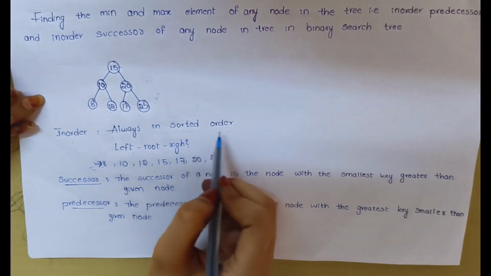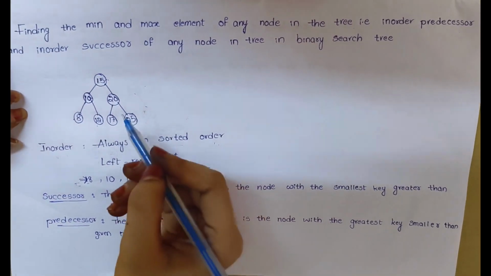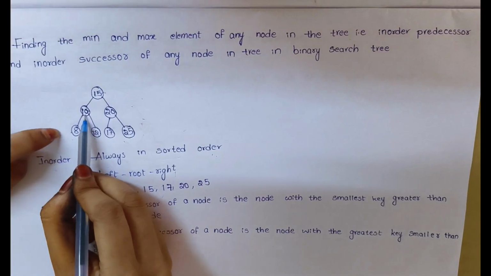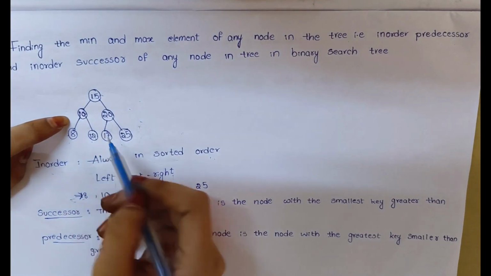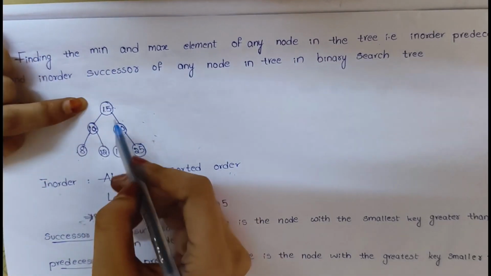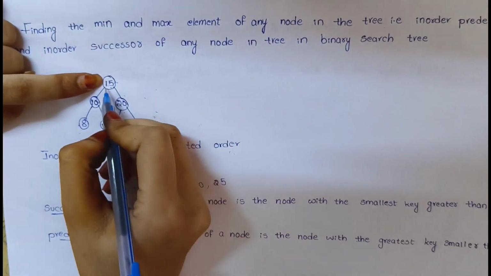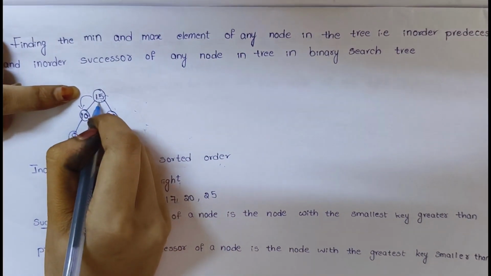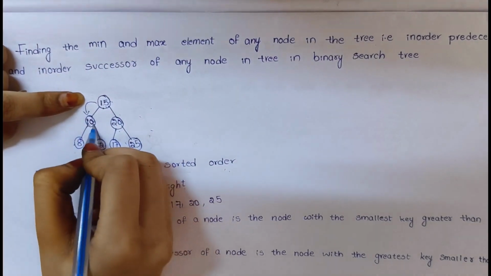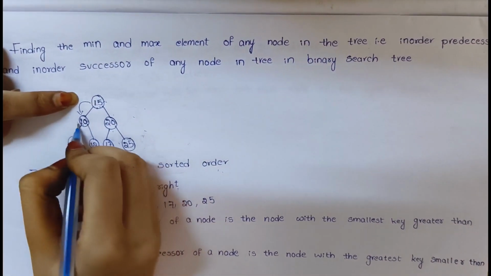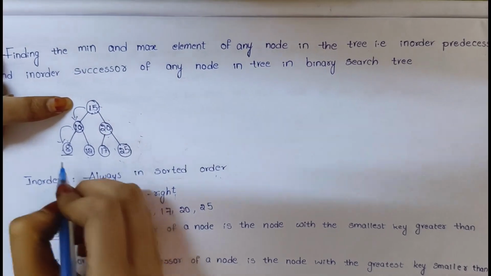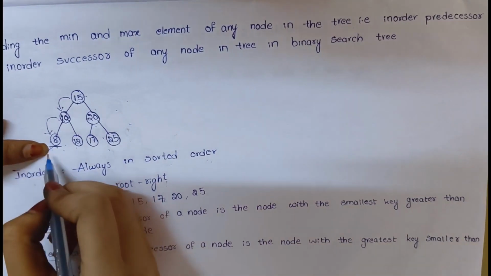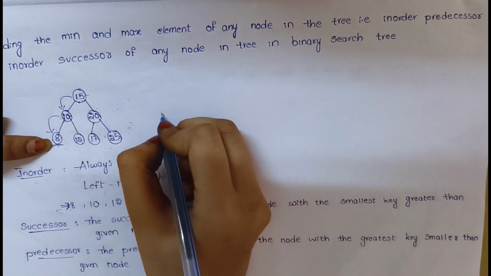Inorder is always in a sorted order, because in inorder it will first traverse the leftmost subtree, then go to the root node, and after the root node it will go to the right subtree. In this example, 15 is the root node and it will go to the left subtree. The left subtree of 15 is 10, and 10 also has a left subtree, which is 8. Here 8 is a leaf node because it doesn't have any left subtree or right subtree. Therefore, the inorder will start with 8.